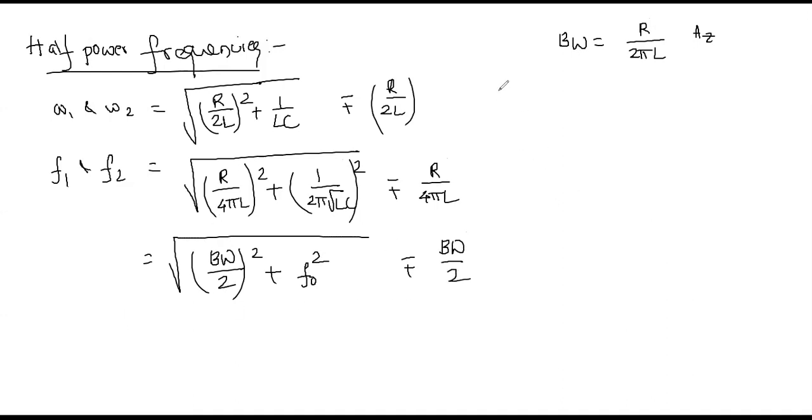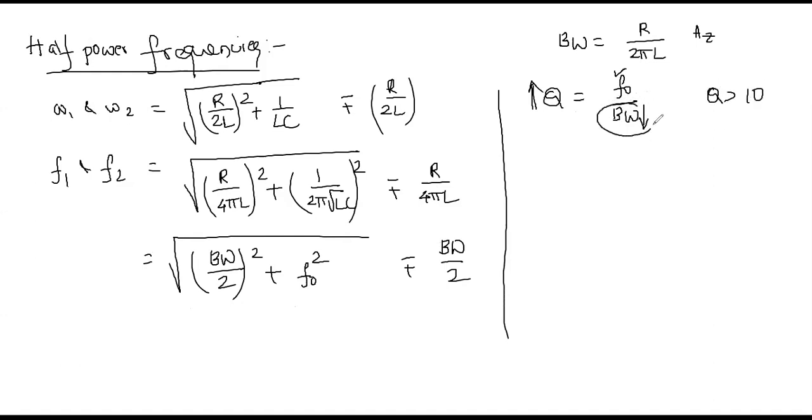For high quality factor, we know quality factor equals f naught by bandwidth. For high quality factor, at the same resonant frequency, the bandwidth is lower. We have seen those resonant curves in the previous lecture, previous slide. So if quality factor is greater than 10, the bandwidth is a low value, and half of the bandwidth whole square is small. So you can neglect this term for high quality factor, which is greater than 10.